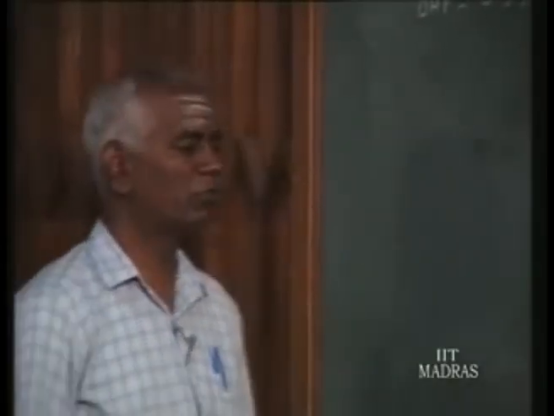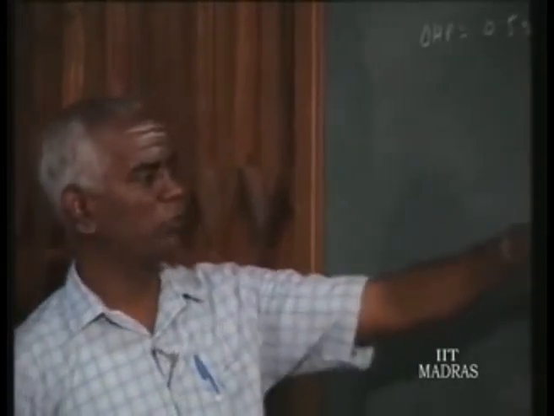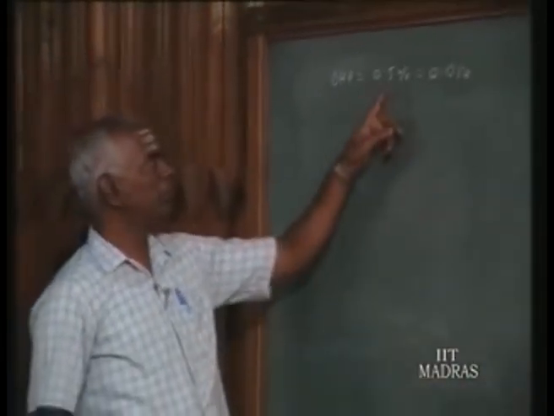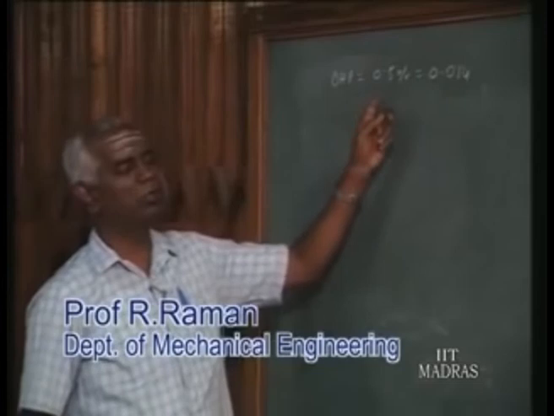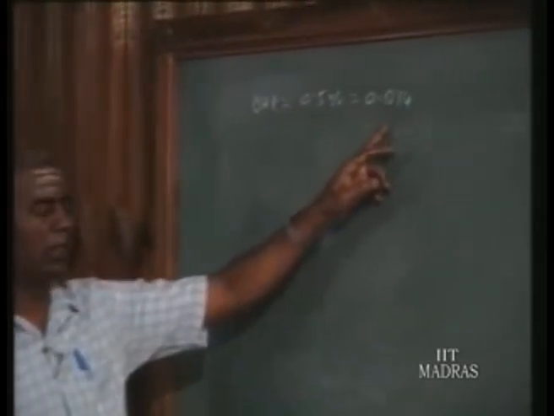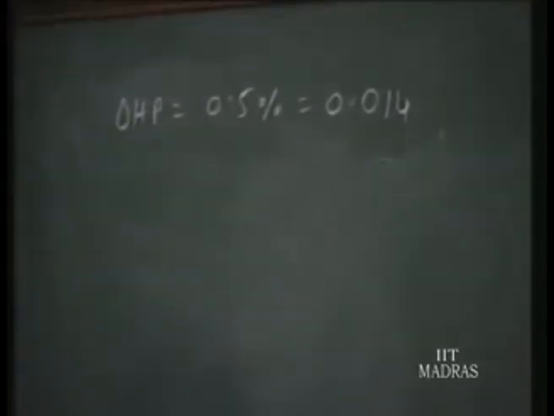Suppose we want to find out the horsepower within an error of 0.5%. What you have found out earlier, by using the given instruments, gives rise to 1% error. Suppose we are interested in only 0.5% error in the computed value of horsepower, that is, only 0.014 horsepower should be the error. Then what are the types of instruments you have to select? That is what you are going to find out now.